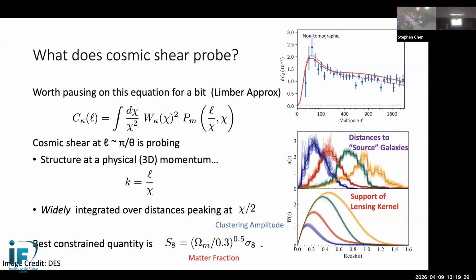So here we're at a stage where we see that naively, what we really need to do in order to model weak lensing is to capture the clustering of matter over large distances and over many physical dimensions.